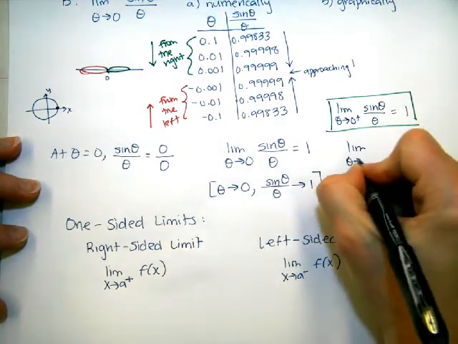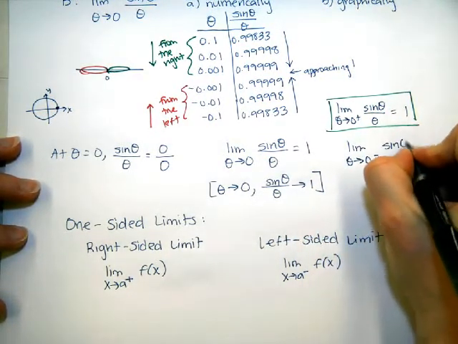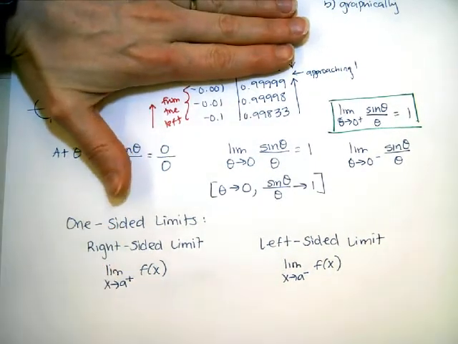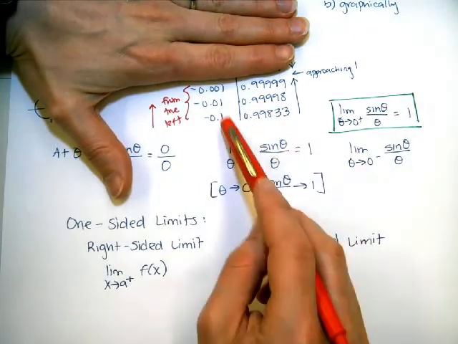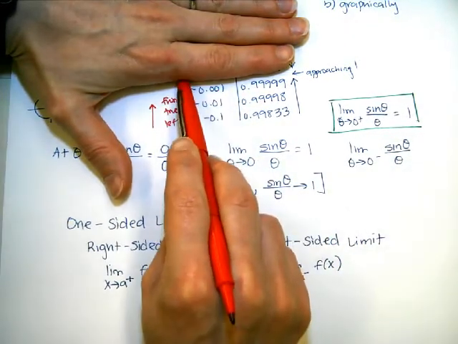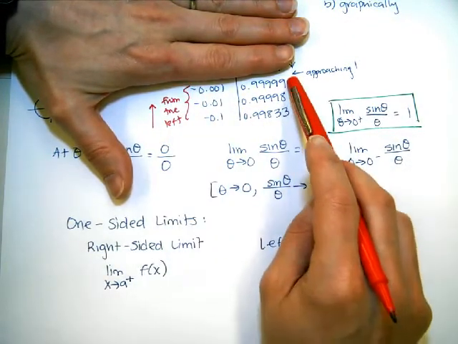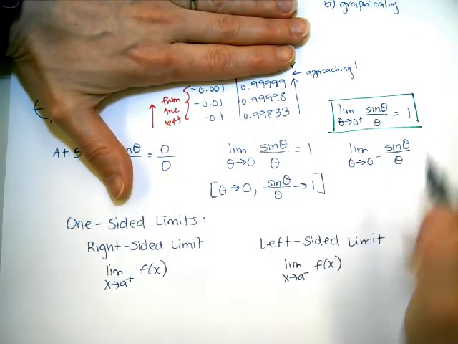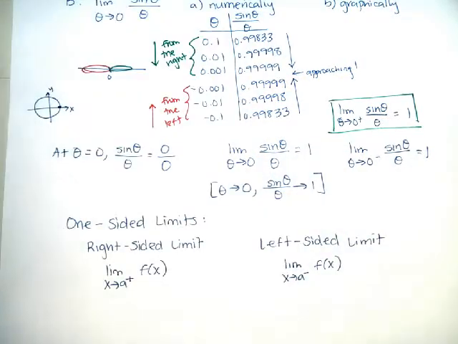Similarly, the limit as theta approaches 0 from the left. I'm going to now cover up the stuff that was from the right. And we can see that from the left side, as theta gets closer to 0 from the left, our expression or our y values are also getting closer and closer to 1. Okay, so that's that side.